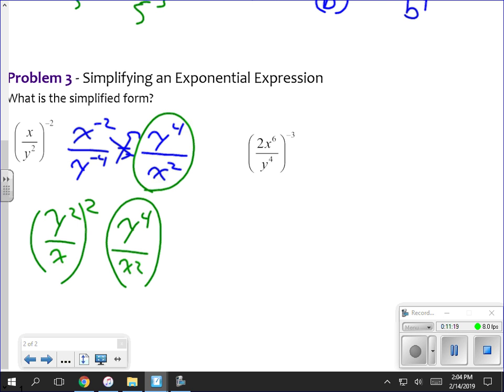Which one I choose to do depends upon how complicated the stuff inside the parentheses is. This is actually pretty simple. I'd probably flip it over and then square everything. If it were much more complicated, then I would distribute the negative 2 and then deal with negative exponents after that. Try the one next to it.